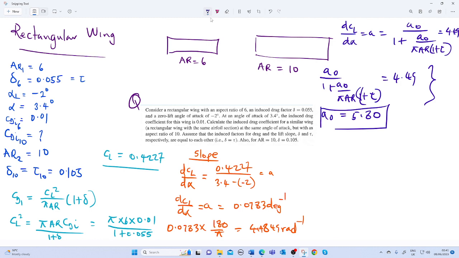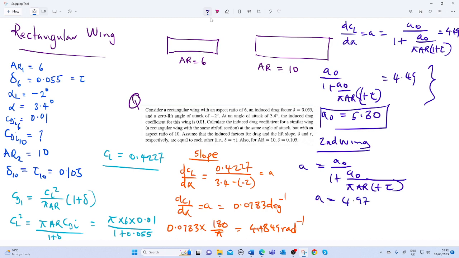Now that we've found A0, let's slot it into the second wing equation. Let us not forget that A equals A0 over 1 plus A0 over pi AR times 1 plus tau again. If we slot in the value of A0 and the second wing aspect ratio, then we have our A. Our A becomes 4.97 per radian, which equals 0.0867 per degree.